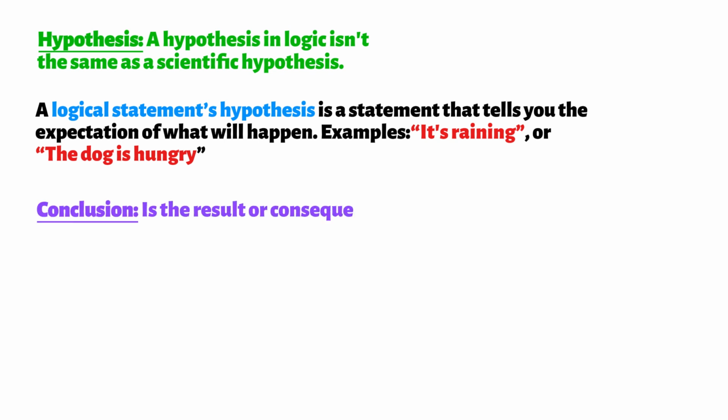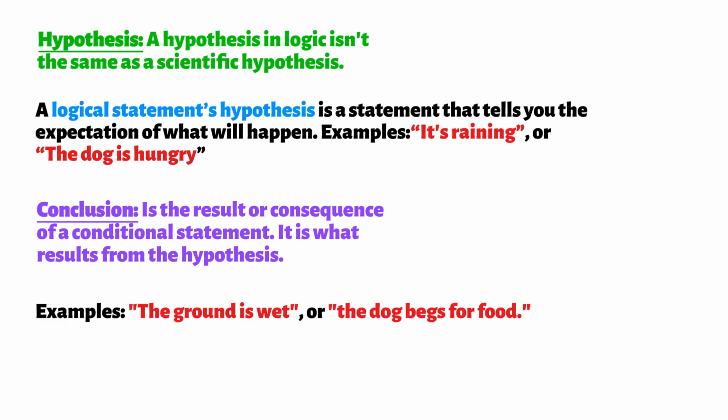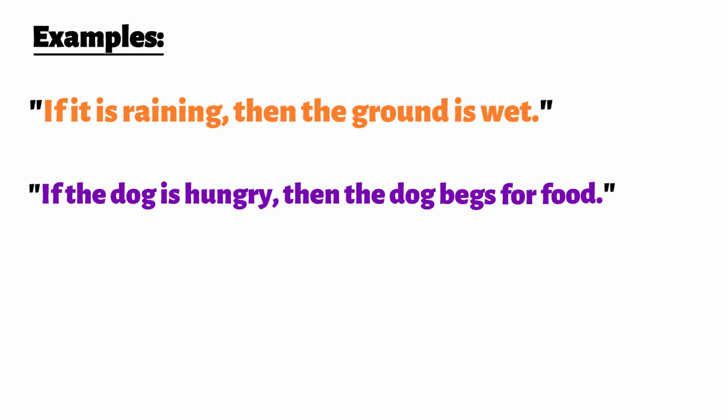A conclusion is the result or consequence in a conditional statement. It is what results from the hypothesis. Examples to the above: the ground is wet, or the dog begs for food. Together, a hypothesis and a conclusion bind together and form a statement that gives a starting condition and then gives a result based on that starting condition. Full examples: if it is raining, then the ground is wet, and if the dog is hungry, then the dog begs for food.